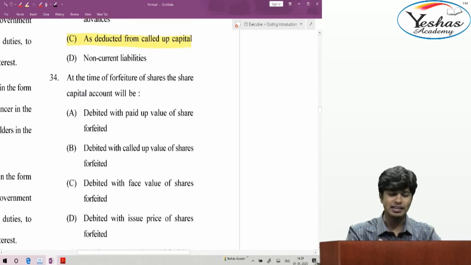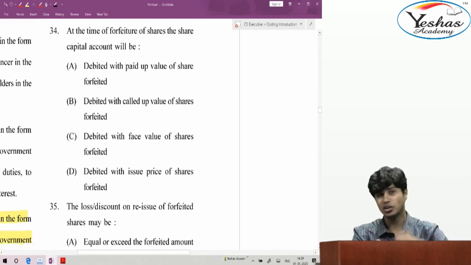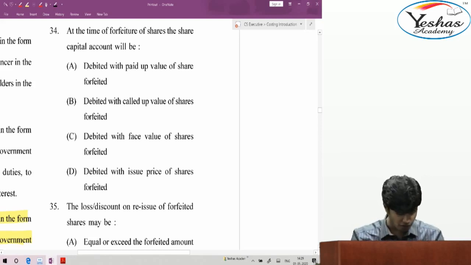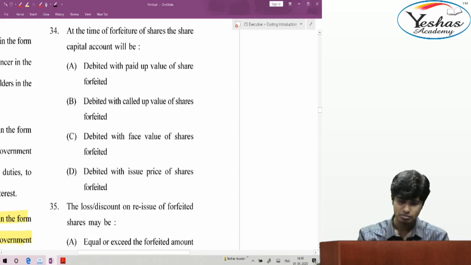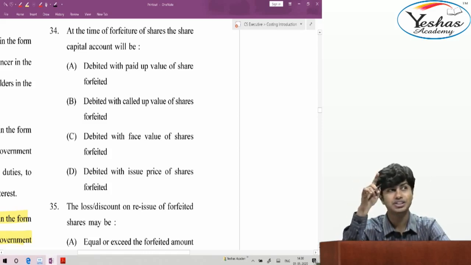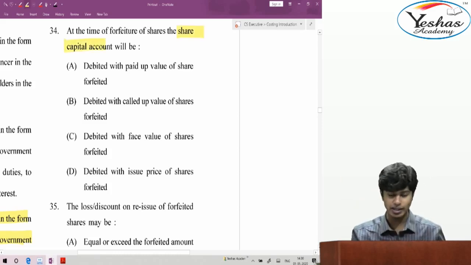The 34th one talks about the time of forfeiture of shares. What do we do with share capital? It will be debited to the amount paid up. You get this? So debited to the extent of amount paid up is the answer. Yes or no? Sorry, share capital account is debited to the extent called up. If you remember the super duper working note, share capital account should be debited to the extent of called up. Share forfeiture account should be credited to the extent of paid up. Calls in arrears to the extent of unpaid. So if the question is about share capital account, it is to the extent called up.